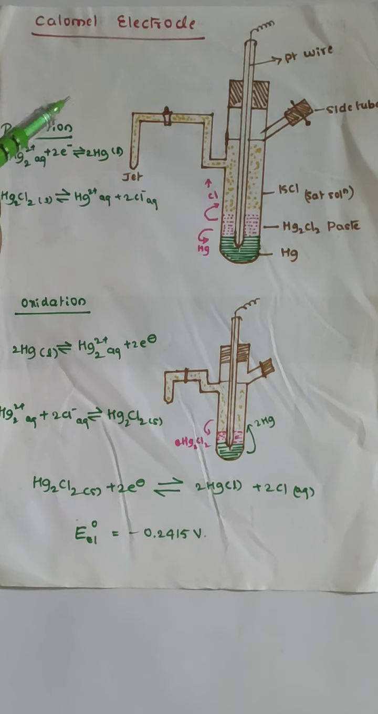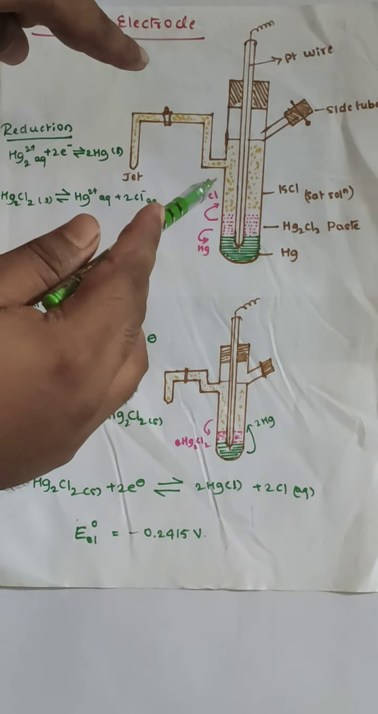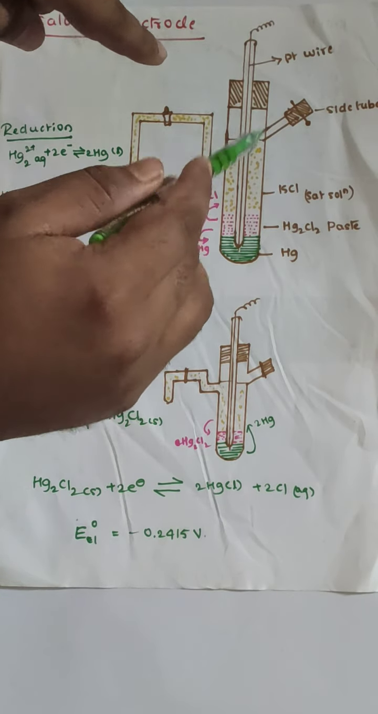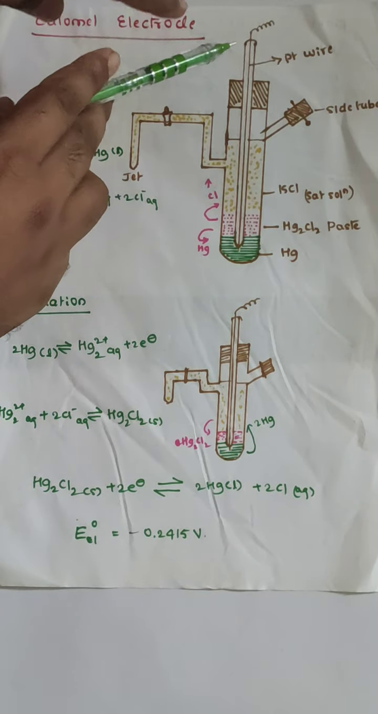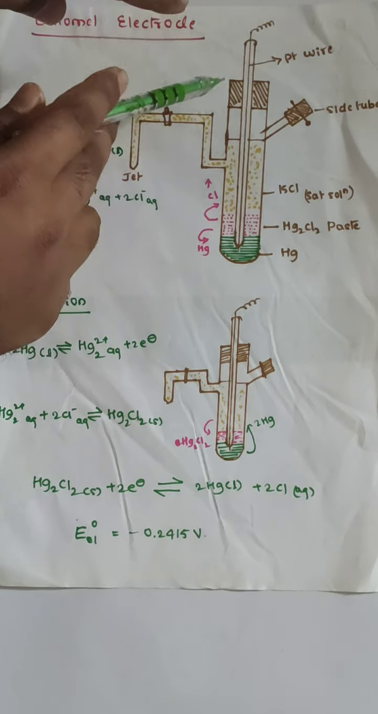Calomel is nothing but mercurous chloride; we call it calomel. This is the construction of the calomel electrode, which consists of a side tube. We put the solutions in from here, and there is an elongated glass tube with a platinum foil inside.